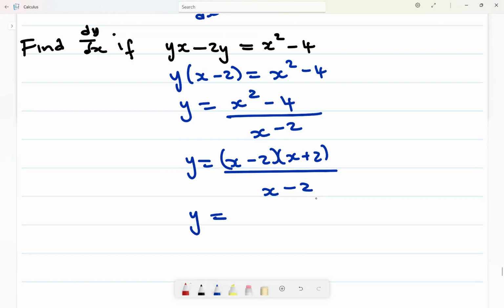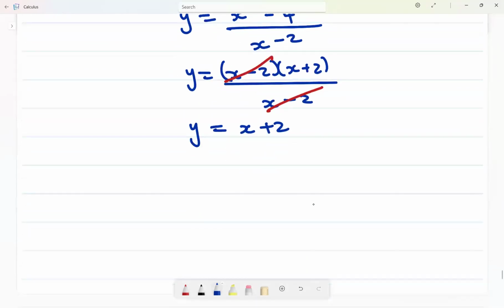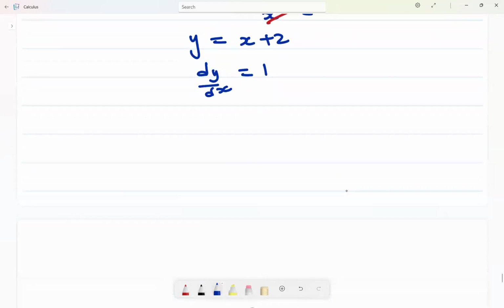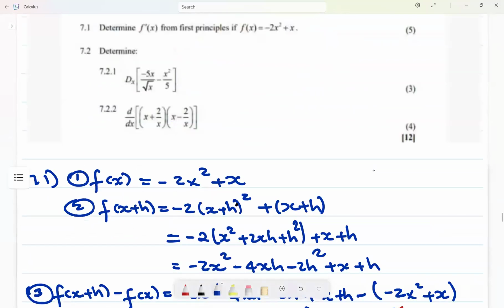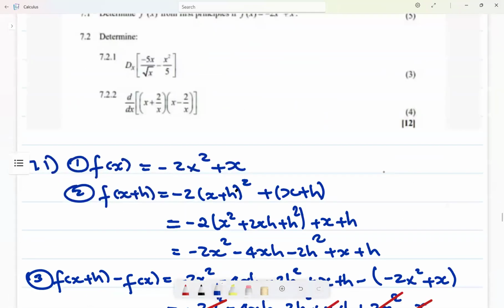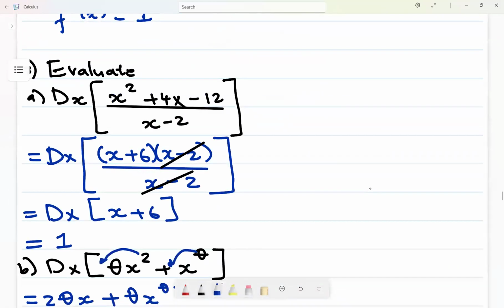y is equal to this one. Cancel that one. Okay, can I simplify this? Yes, x plus 2. Can you see? Now, this is simplified, so I can now say dy/dx is then equal to what? 1. Why? Because the derivative of x, which is 1x, is equal to 1. The derivative of a constant, 2, is how much? It is 0. So yes, that is what we need for the differentiation, how we learn how to differentiate.